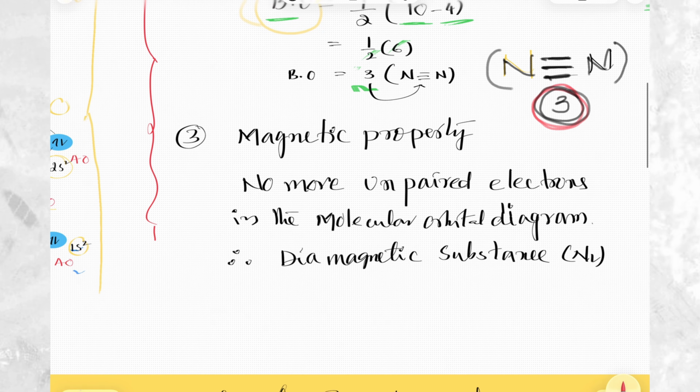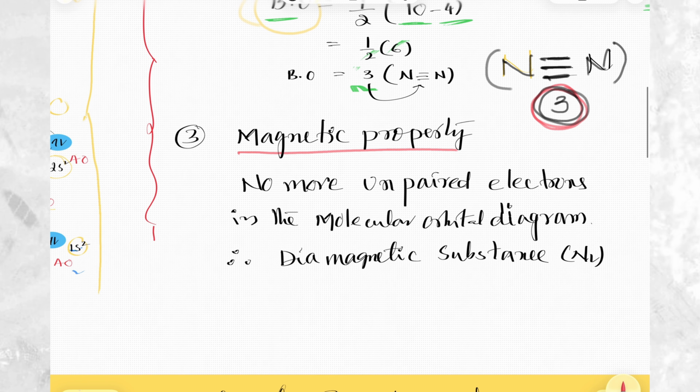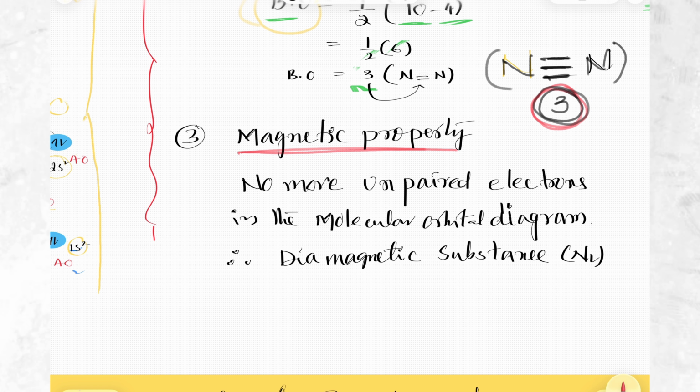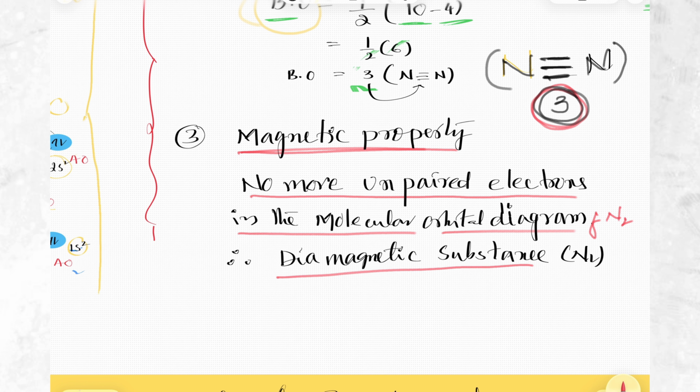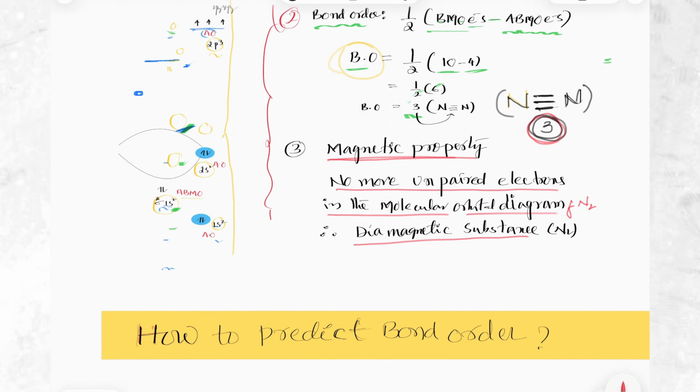Okay. Last one, magnetic properties. What is the magnetic property? Whether this nitrogen molecule is diamagnetic, meaning it does not attract other molecules, or paramagnetic, meaning it attracts other molecules. That we'll discuss now. See here, there are no unpaired electrons in the molecular orbital diagram of nitrogen, isn't it? Therefore, it is a diamagnetic substance.